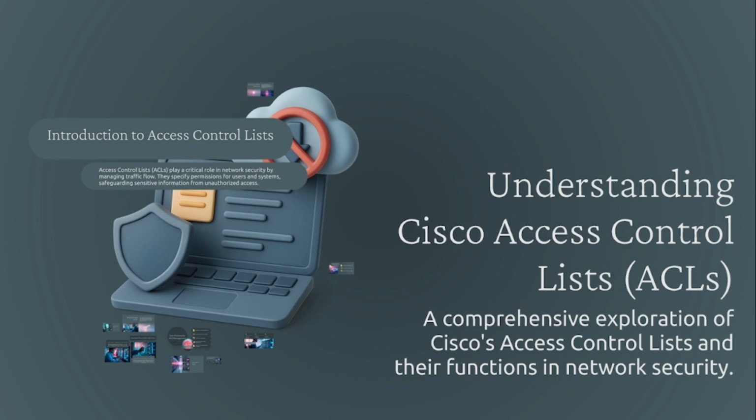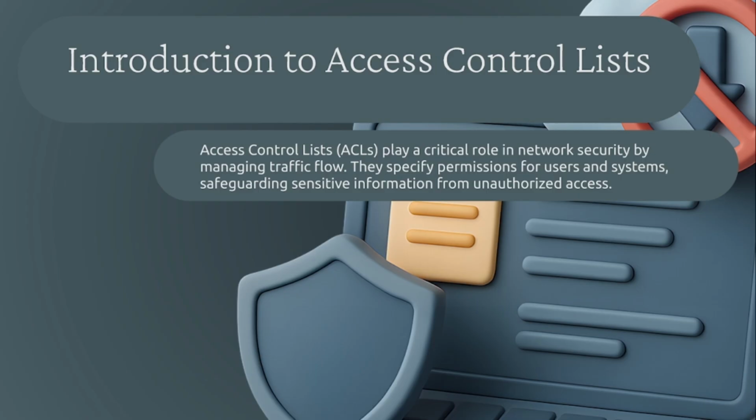It is inbuilt within the router IOS, so you do not need to purchase any additional firewall that is, say, hardware based, because it's costly. So we'll understand this ACL. We'll explore Cisco's access control list and its functionality. ACL plays a critical role in network security by managing the traffic flow.